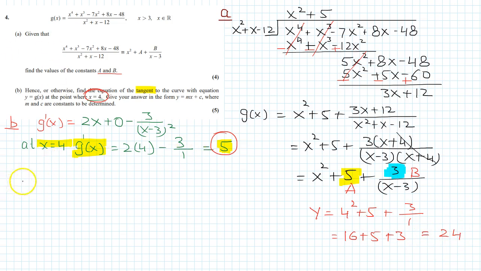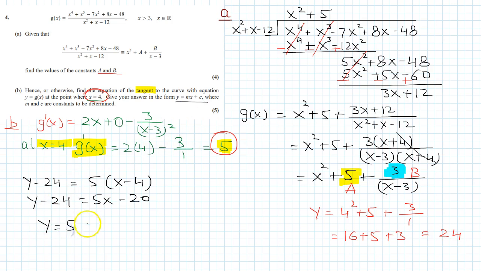So our equation will be y minus y1 is equal to dy over dx times (x minus x1). So y minus 24 is equal to 5x minus 20. We have to give it in y is equal to mx plus c form. So y is equal to 5x, this will be plus 24 minus 20, so it will be plus 4. So that is the equation of the tangent to the given curve.